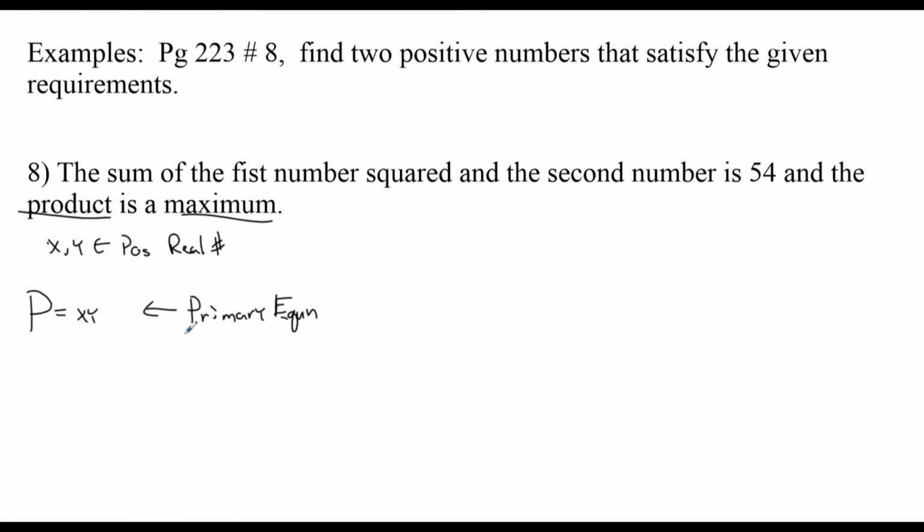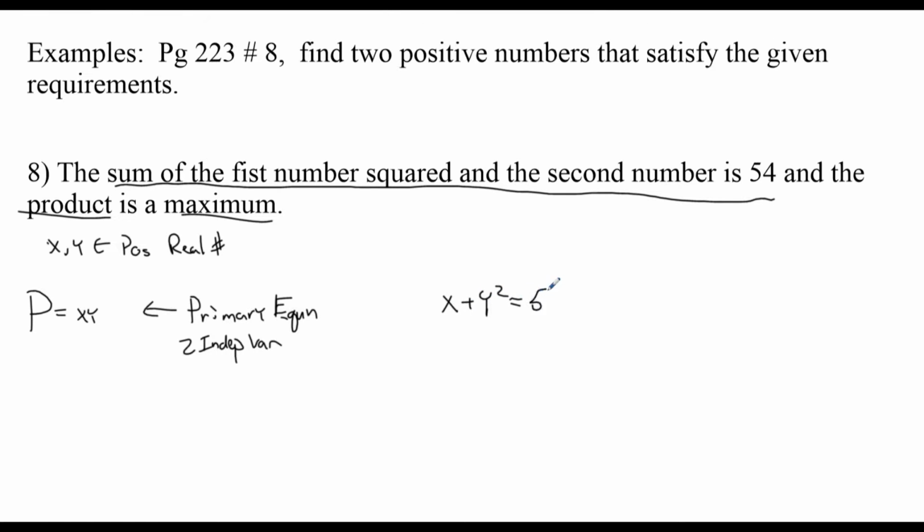And this primary equation has two independent variables, and they are both X and Y. So in general, this product will never have a maximum. Any two values that you can choose, I can add one to either X or Y, and my product will be bigger. But there is a secondary piece of information. The sum of the first number and the second number squared is 54. So x plus y squared is equal to 54. That is my secondary equation.